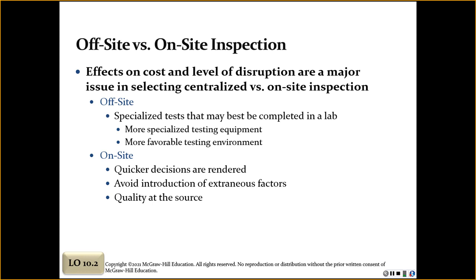You would use on-site inspection when quicker decisions are needed. So when a car manufacturer needs to inspect a steering wheel, it's usually not sent to a lab or anywhere. It's inspected on site because you need to decide whether or not to fix the steering wheel or just scrap the whole vehicle and start all over.